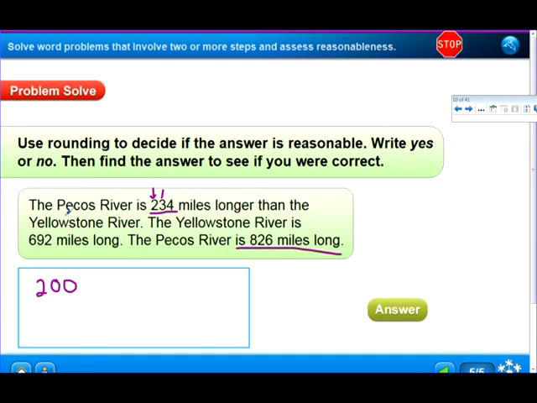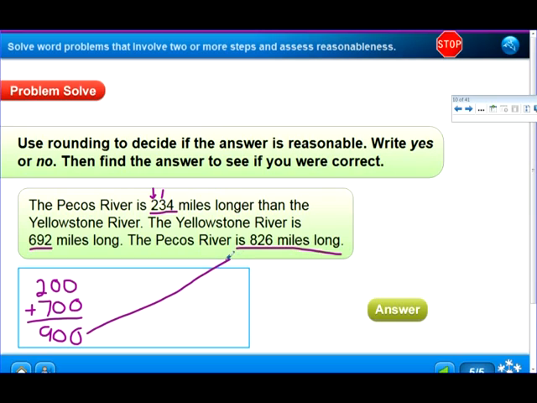Okay, 200. Pecos River is 234 miles longer than the Yellowstone River. How long is the Yellowstone River? 692 miles long. So let's round that. Which 100 is it closest to? 600 or 700? I say 700. Is that what you said? Okay, if we add those two together, it should be around 900.